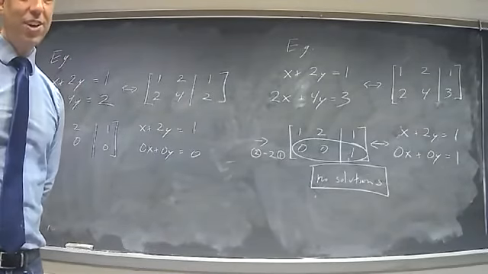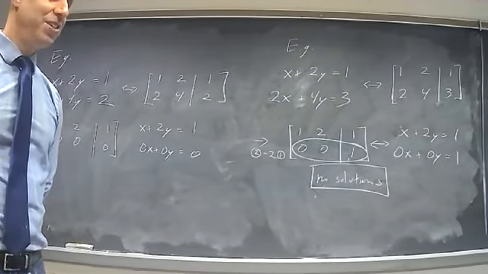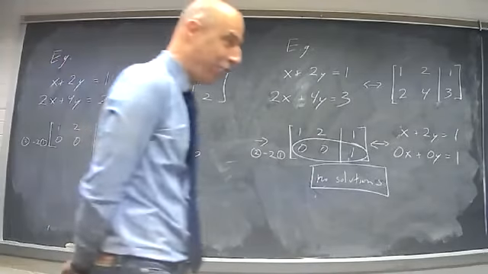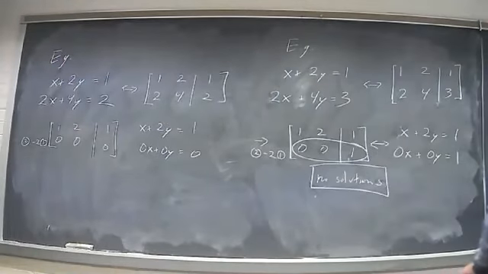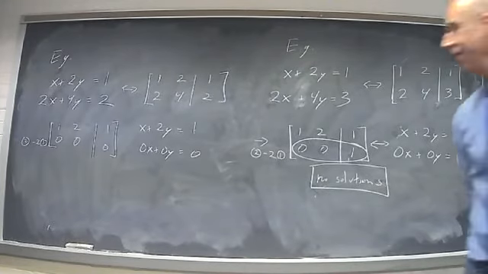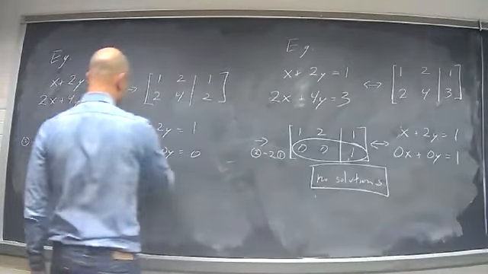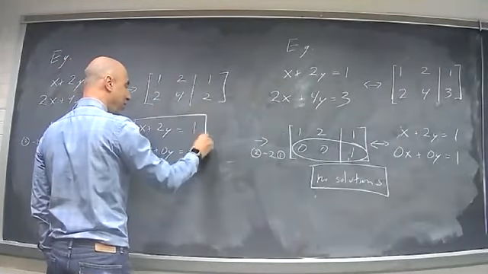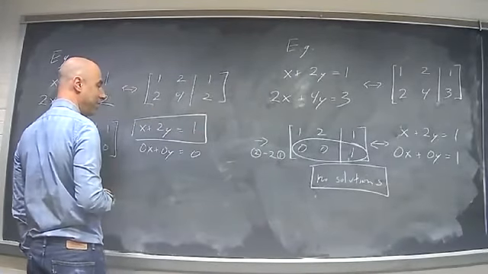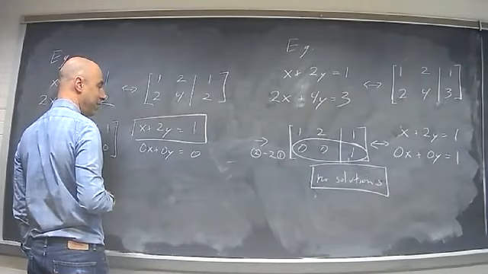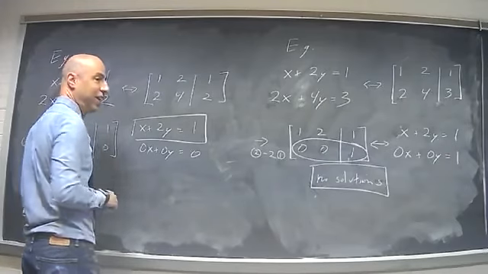Well, that second equation doesn't tell me very much, right? 0x plus 0y equals 0. That's true for any x and y. I don't care what x and y are. If you take 0 and multiply it by x, and take 0 and multiply it by y, you get 0. So really, it just comes down to this first equation. How many solutions does that first equation have? How many points are on that line?